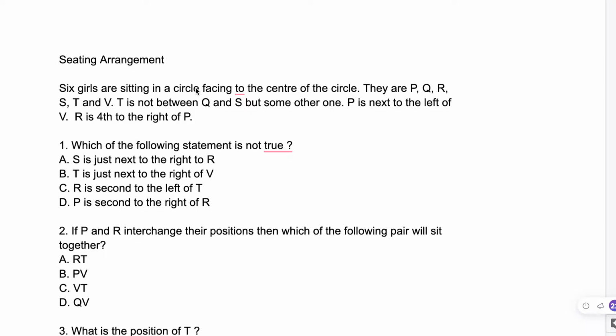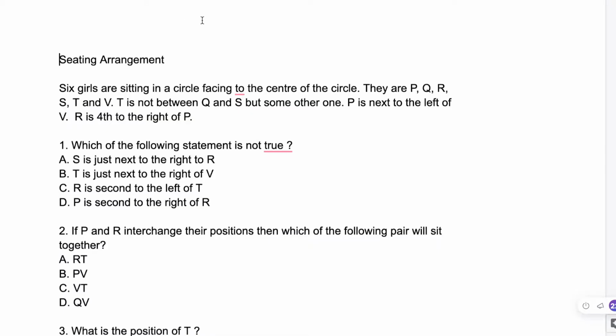6 girls are sitting in a circle facing the center of the circle. So when you see this, what you want to do is start drawing something. Draw a diagram to help you visualize this. So let's draw it right now. 1 girl, 2 girls, 3 girls, 4 girls, 5 girls, 6 girls.